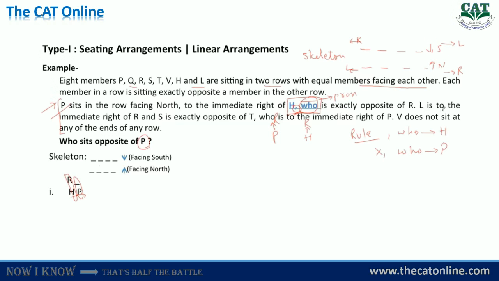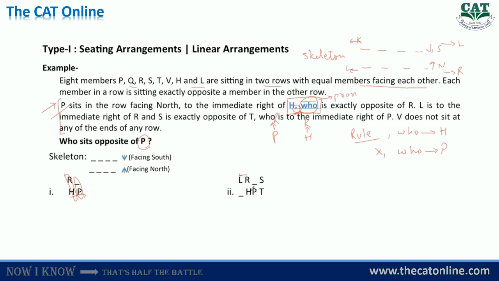Next statement, L is to the immediate right of R, okay, and S is exactly opposite of T, who is to the immediate right of P. So a lot of information. Let's see how you will write over here. Here, L is to the immediate right of R. So because you knew that R would be facing towards south, so L is to the immediate right of R. And again, if you refer over here, people who are facing south, this is their right direction. So towards immediate right is here L. So L would be facing towards person who's sitting towards left of H.